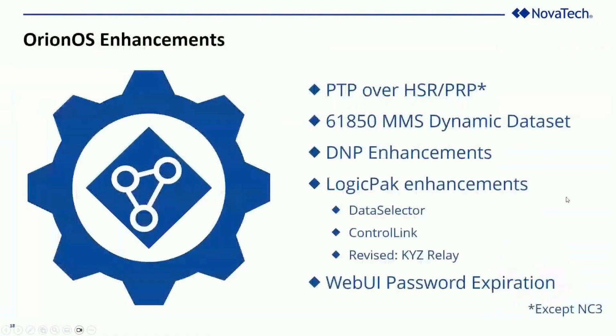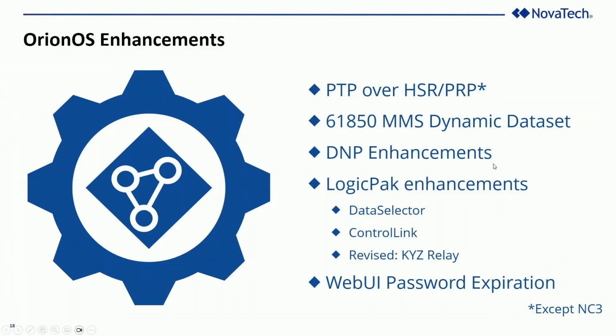Orion OS enhancements. PTP over HSR and PRP. So with the software option of HSR PRP, which runs over the standard network interface cards on the Orion, you can now use Precision Time Protocol. The 61850 MMS dynamic data set allows the Orion to contact the relay or the IED on site in the 61850 and go, hey, what have you got to give me?